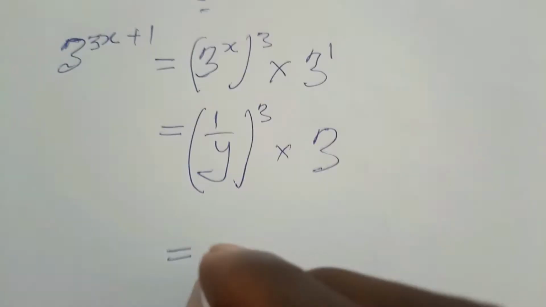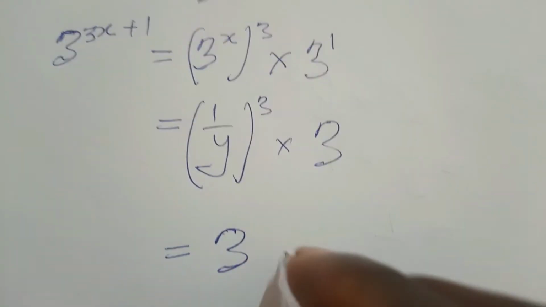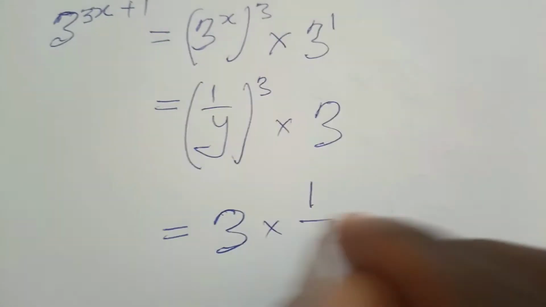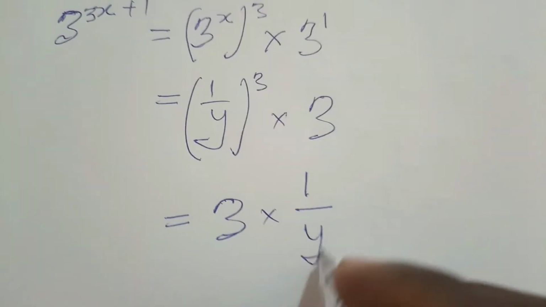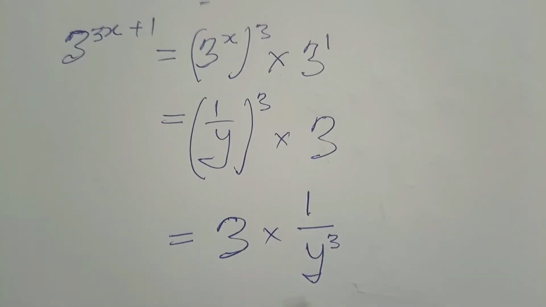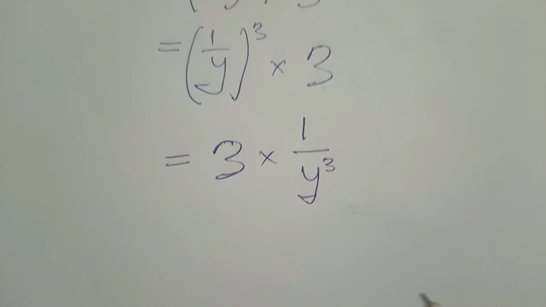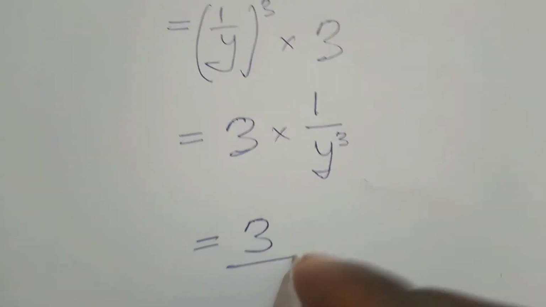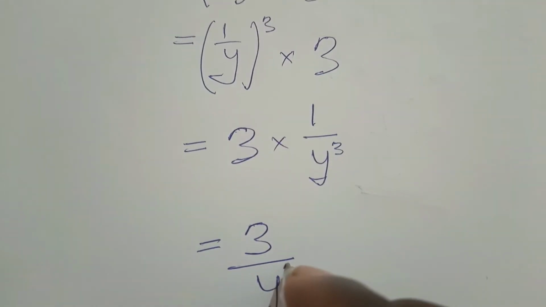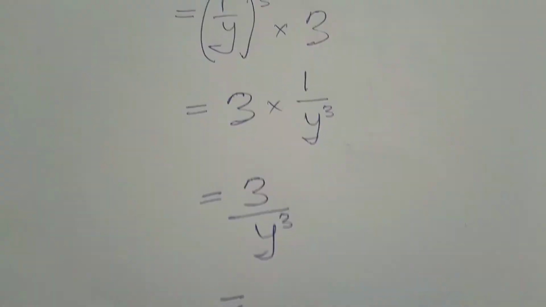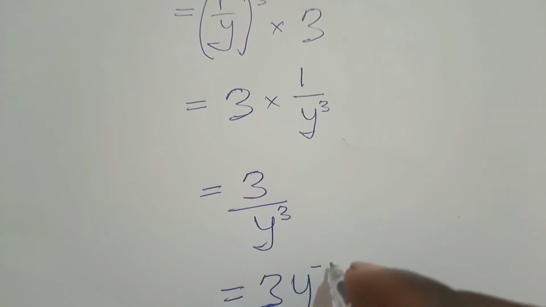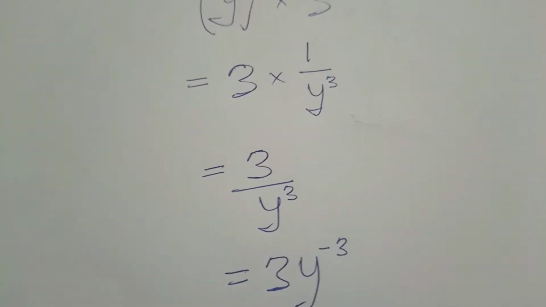So just to bring my 3 first, I will have 3 times 1 cube is 1 over y cube is y cube. So when we multiply the 3 over 1 times 1 over y cube, that will give us 3 over y cube, or in another way we will say that 3y exponent negative 3 if we don't want to write it as a common fraction.